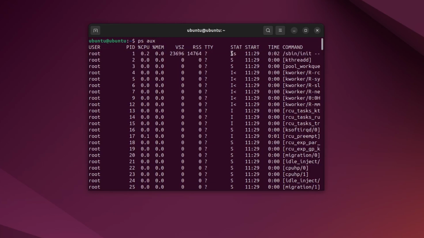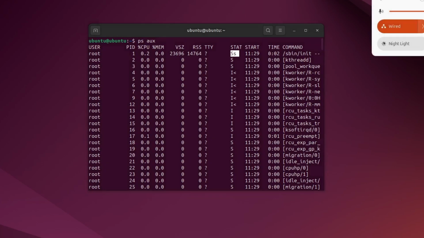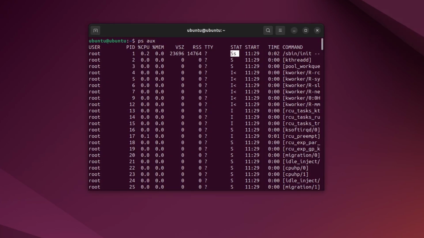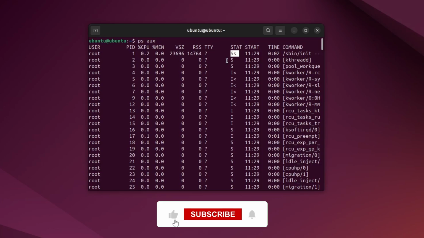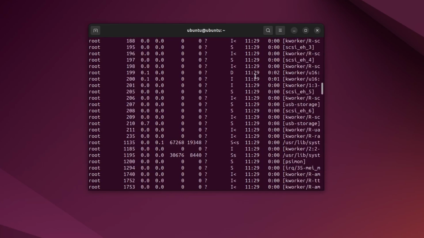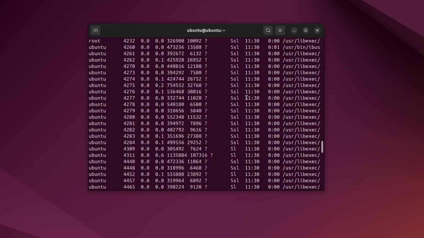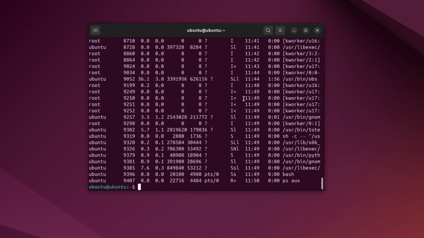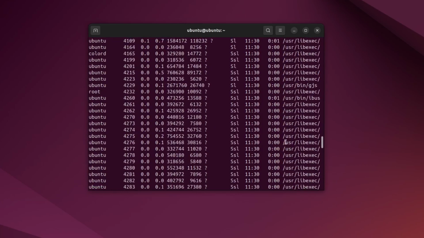The first letter is the main process state. The most common ones are: R means running. The process is either running or ready to run. S means sleeping. The process is waiting for something, like input or a signal. D means uninterruptible sleep. Usually, it's waiting on hardware like a disk. Z means zombie. The process has finished, but it's not yet cleaned up by its parent. T means stopped. This can happen if you pause the process manually. In our example, the first S means the process is sleeping.